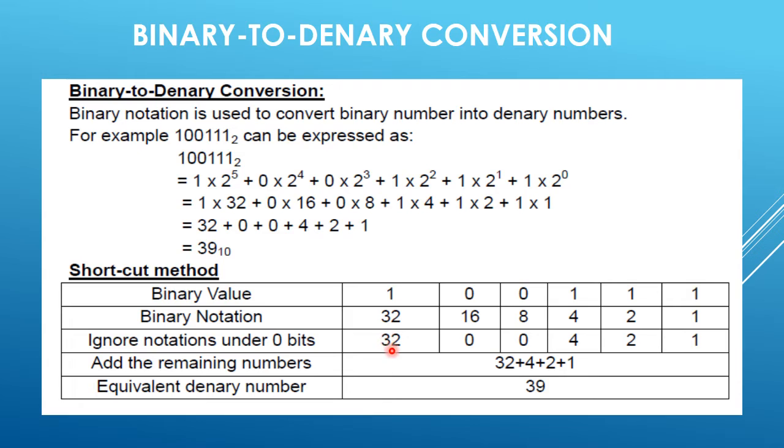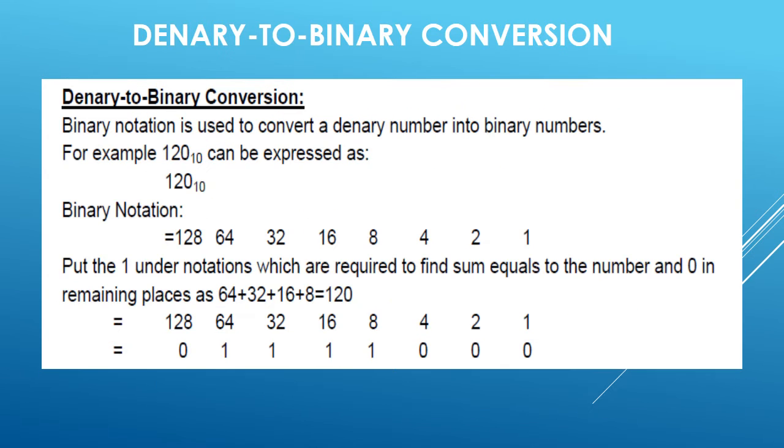So here we have 32, we have 4, we have 2, and we have 1. These binary notations have the on values, so we will be adding these. 32 plus 4 plus 2 plus 1 gives us 39. So this way the number 1001111 is converted into an equivalent denary number, which is 39.